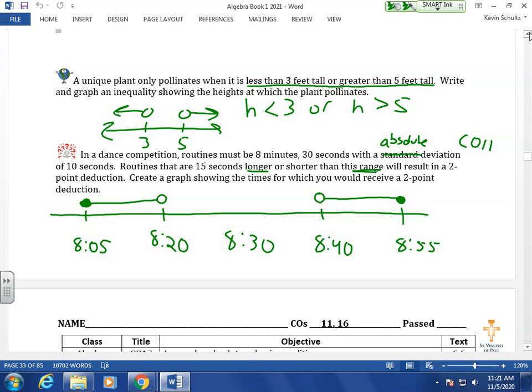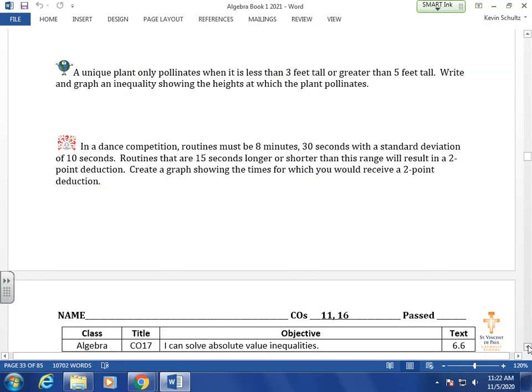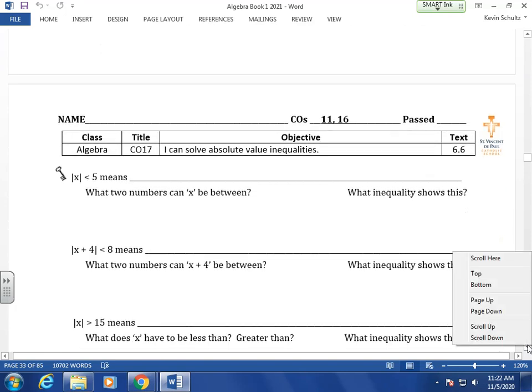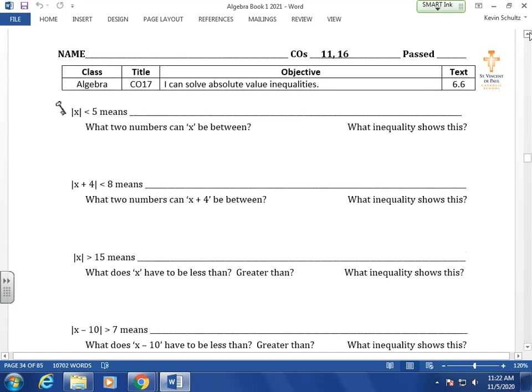Okay. Our final objective of the unit, which usually means we're going to summarize everything that we've done so far. Not harder, just a summary. So CO17 is we are going to be solving absolute value inequalities, right? If you think back to our progression through the unit, CO11 was absolute value, CO14 started inequalities, and now we're putting those two things together to be absolute value inequalities. So before we dive deep into this, I want to just refresh ourselves.